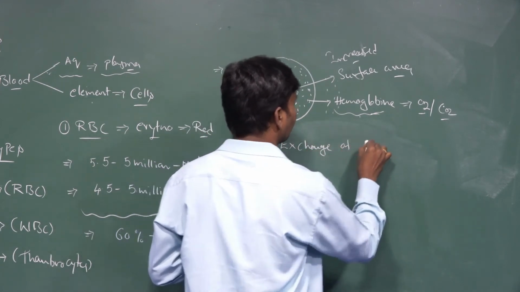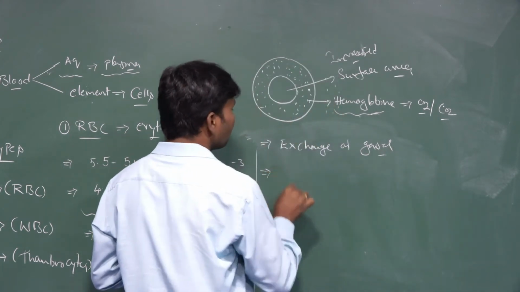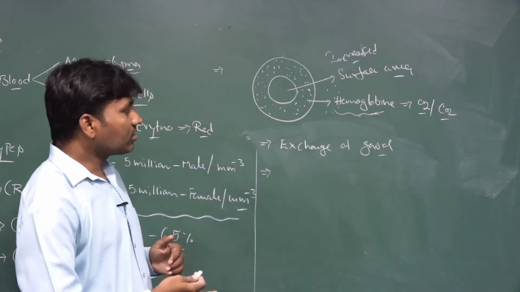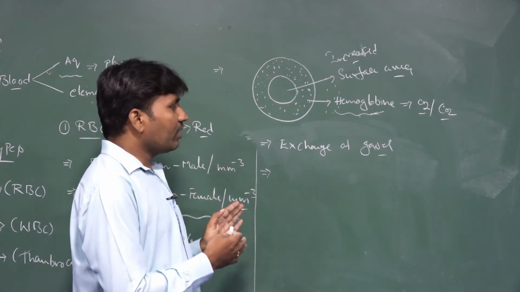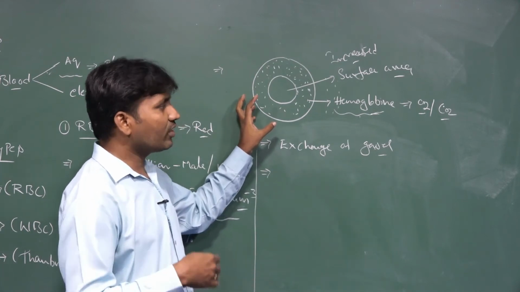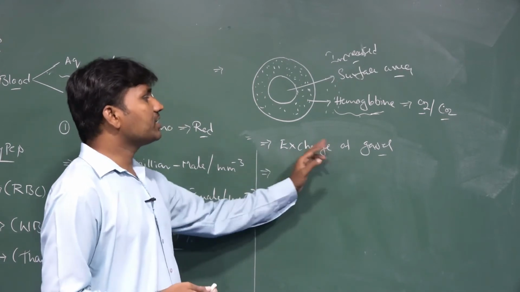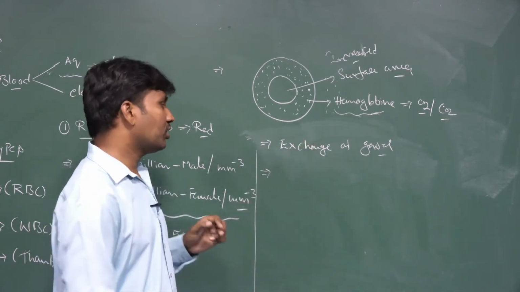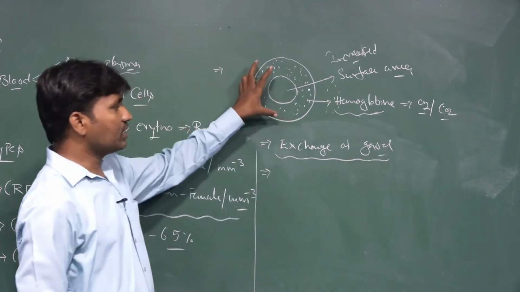Exchange of gases. Exchanging means the oxygen and the carbon dioxide are supplied from the different parts of the body to the lungs, and from the lungs to the different parts of the body. Oxygen and carbon dioxide are transported and exchanged at the different cellular surfaces with the help of the RBC only.